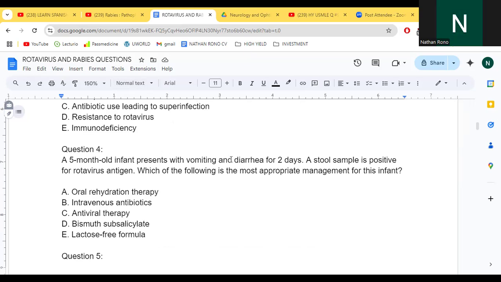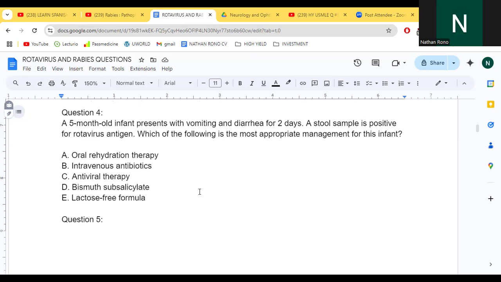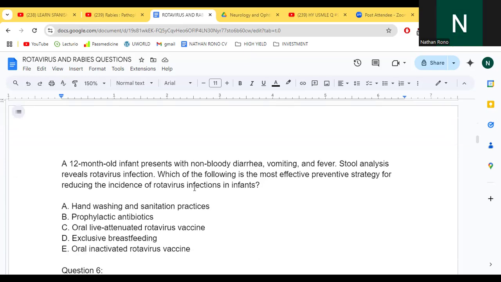A 5-month-old infant presents with vomiting and diarrhea for 2 days. A stool sample is positive for rotavirus antigen. Which of the following is the most appropriate management for this infant? So we have done this. Everyone should be singing the answer. A, good. So we said oral rehydration therapy and zinc supplementation. Good.